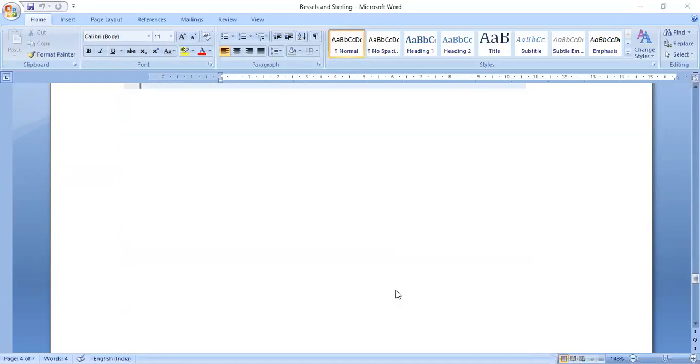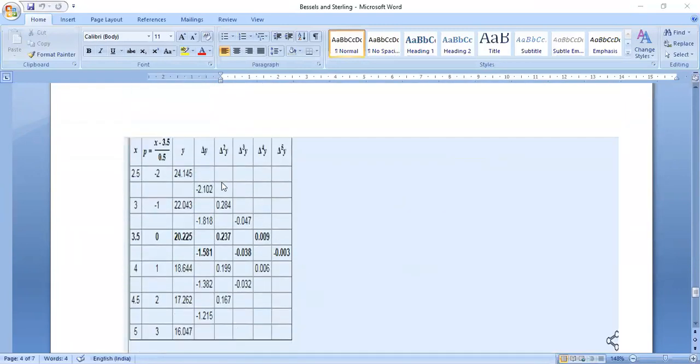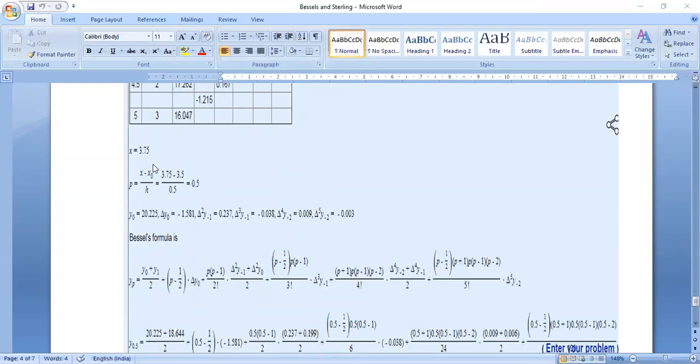And next we are going to form the table. The x value and p value is equal to x minus 3.5 divided by 0.5. If x is equal to 2.5, p is equal to minus 2. If x is equal to 3, p is equal to minus 1, and similarly 0, 1, 2, 3. Next, we are going to find the delta y. We can form the interpolation table similarly to the previous problem. So now we are going to find the value for x is equal to 3.75, where p is equal to x minus x naught divided by h, which is 3.75 minus 3.5 divided by 0.5, which is equal to 0.5.